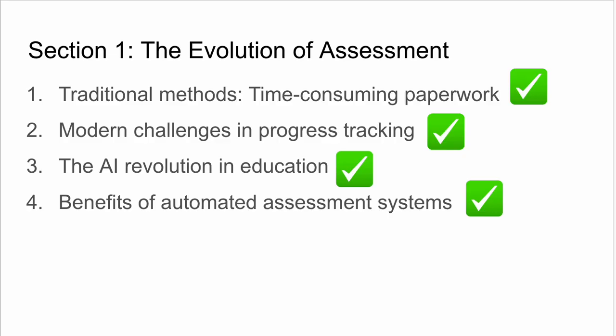In the past, teachers spent a lot of time doing paperwork to check how students were doing. This took a long time. Now, in the evolution of assessment, teachers have new problems, bigger class sizes, and different kinds of students, so it's harder to track progress quickly. And you know that. AI tools are changing education by helping teachers check students' work faster and easier. And these smart tools save time, give quick feedback, and help teachers understand how each student is learning better.